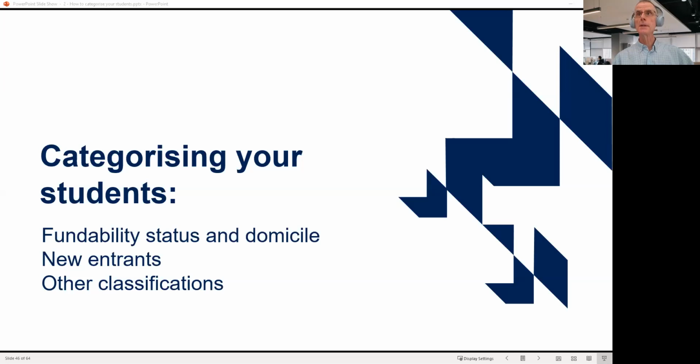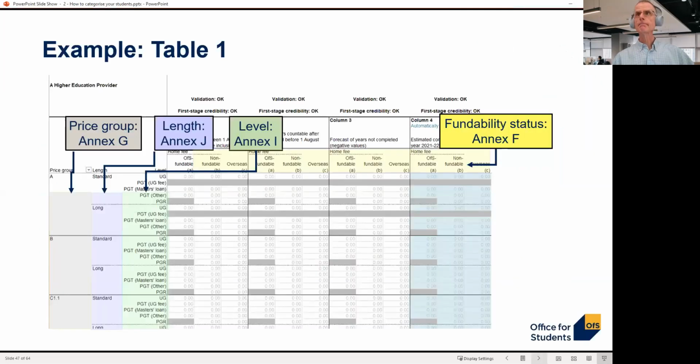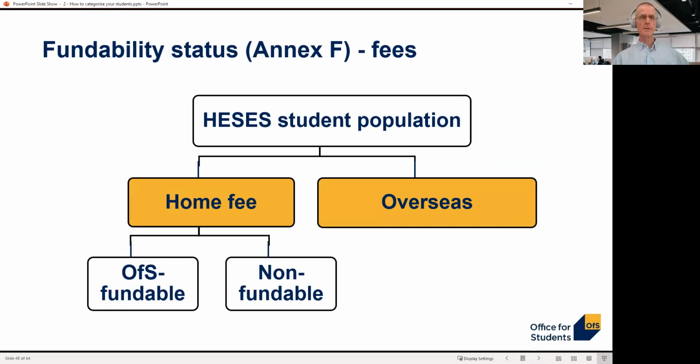So just going back to our picture of table 1, we're looking now at fundability status right at the end there. And fundability status is dealt with in Annex F. So here, we're using this picture to separate out higher education activity that is fundable by the OFS and a provider. And this revolves around what fees the students are entitled to pay. As you can see, this is split between those students entitled to pay home fees and those from overseas.